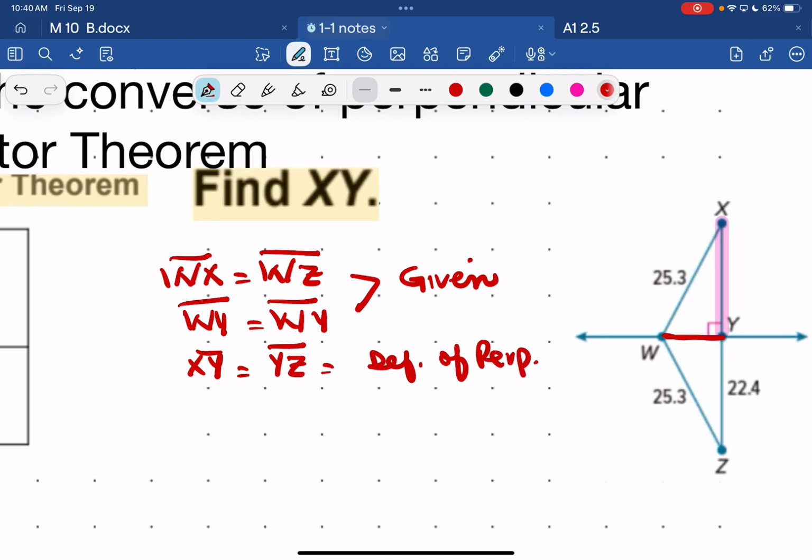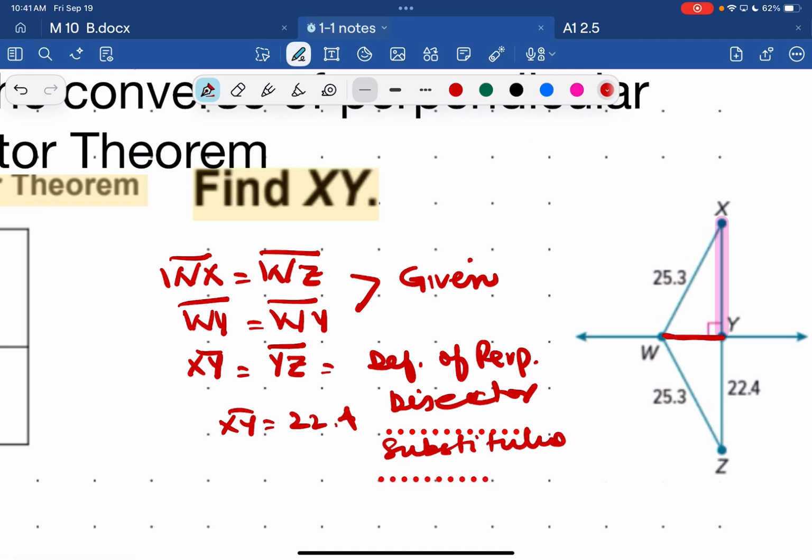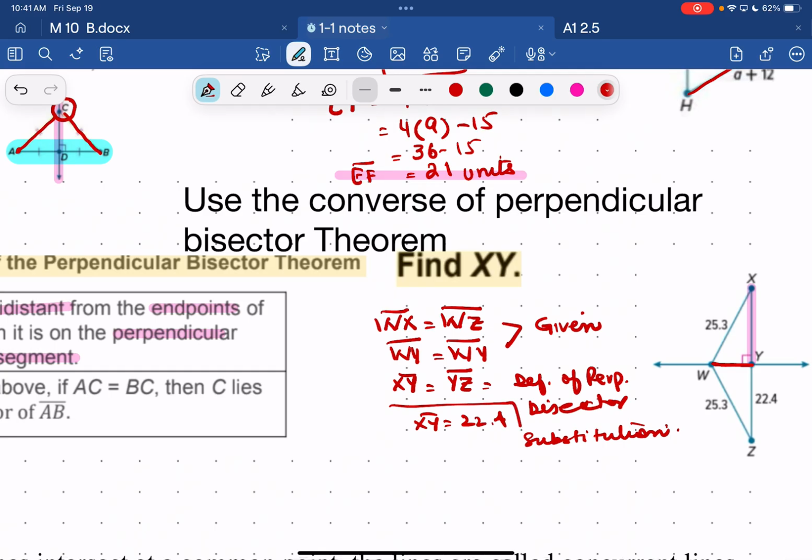Again, you will not be asked to write these theorems. Got it? Yes. I've just practiced it. So definition of perpendicular bisector. From here we get XY is equal to 22.4, and the reason would be substitution. Okay. So we get the answer XY is equal to 22.4.